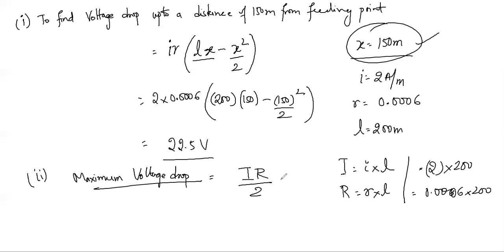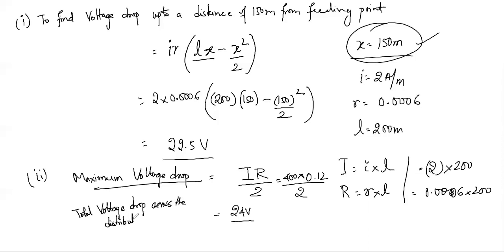Substitute all these parameters: that is 400 into 0.12 divided by 2, so 200 into 0.12. So it is 24 volt. That is the total voltage drop across the entire distributor AB. So that is 24 volt.